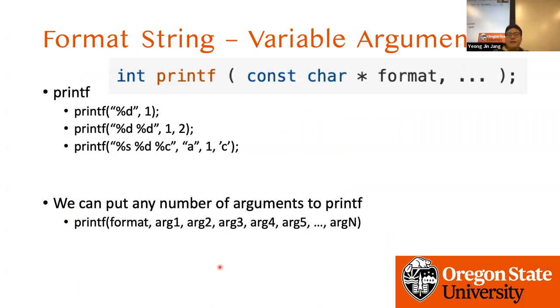And the type of the printf format is specified as a format string, which must be a const char pointer. So we must use this kind of string literal to not have any kind of compilation warning. But the interesting part is that the argument number is specified as dot, dot, dot.